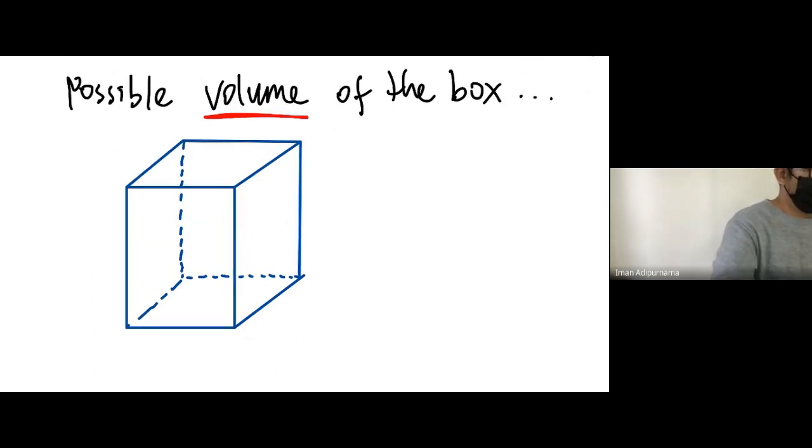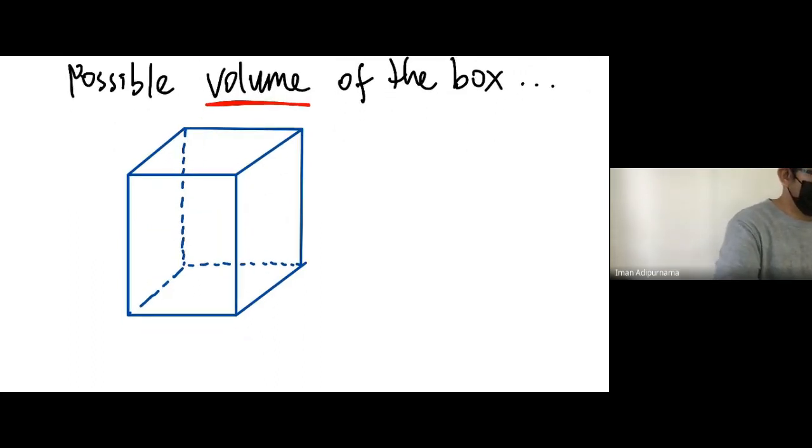Okay, and we need to take the base as a square, right? Maybe the same variable here, x and x, okay? And the other one will be maybe y, because it's not saying the box is a cube. It's just a box. The square is the base. And this has no top, right? Open top.